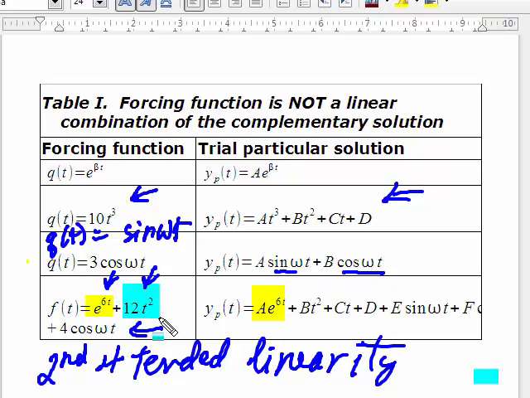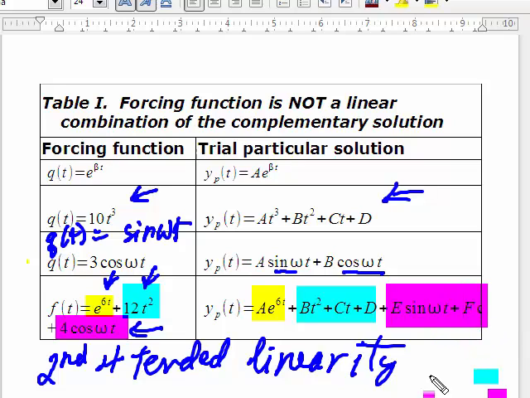The next term is 12t squared. In this case, I'll use the polynomial, counting all the way down to the constant. And the third term is a cosine term, so I have a cosine plus a sine that ran off the end of the page. Right in here is f cosine omega t.